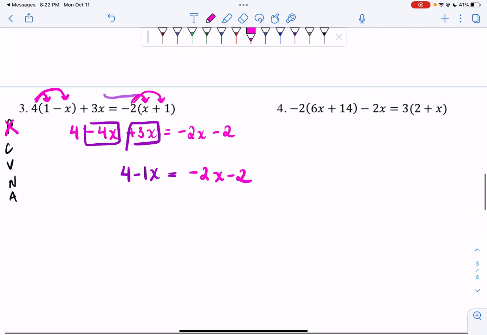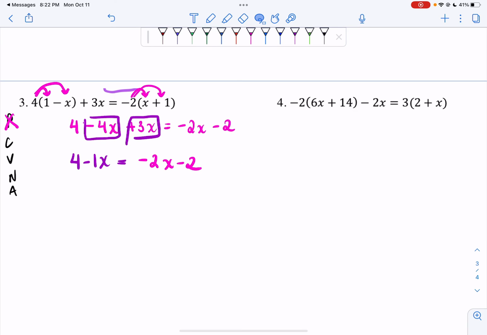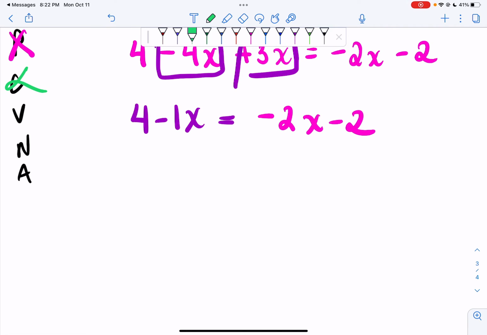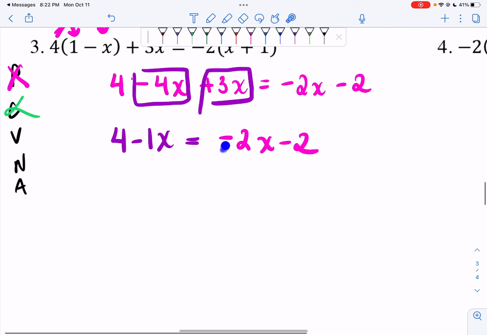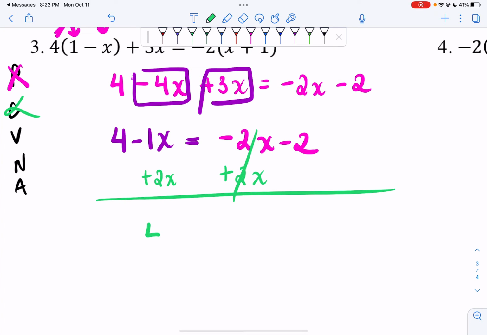And now this sort of looks like the equations we've been solving the past few days. So, like terms are combined. Are my variables on one side? They're not. So I need to get this minus 2x to the left-hand side. So I'm going to add 2x to both sides of my equation. And I get 4. Negative 1x plus 2x is a good old 1x. So I have plus x. You don't have to write 1x. You can just write x. And that's equal to negative 2.